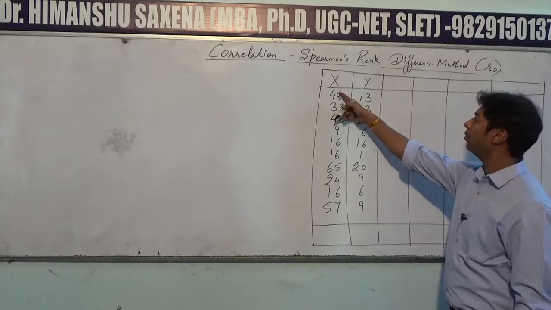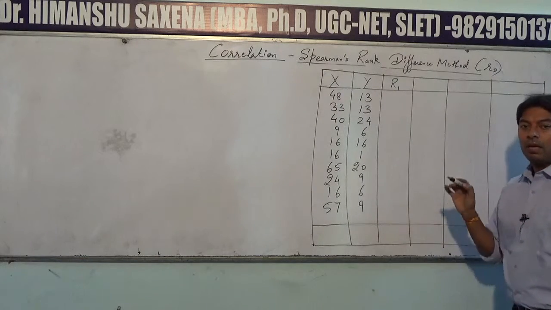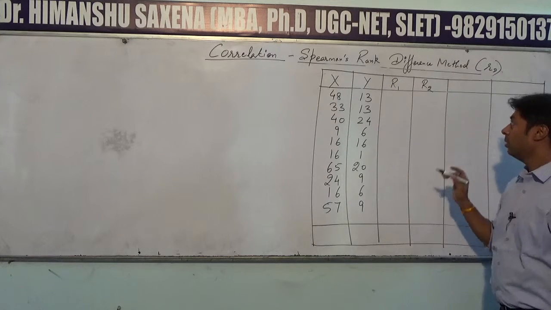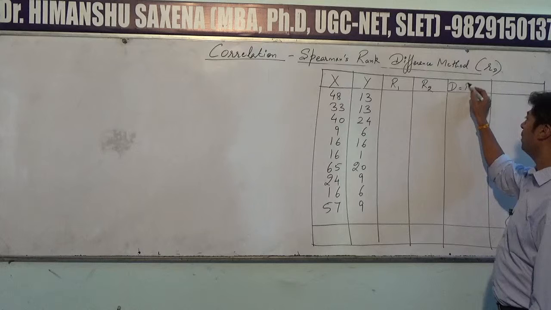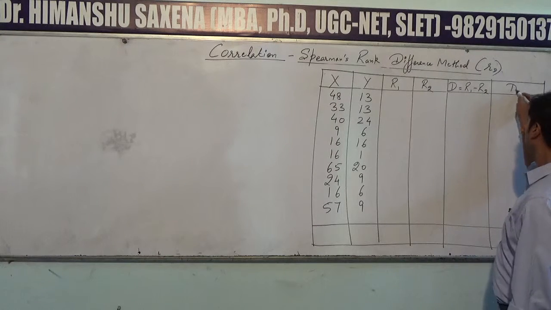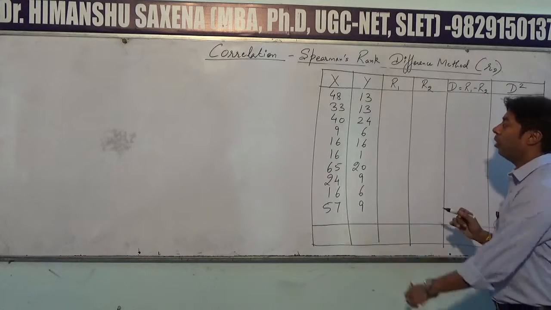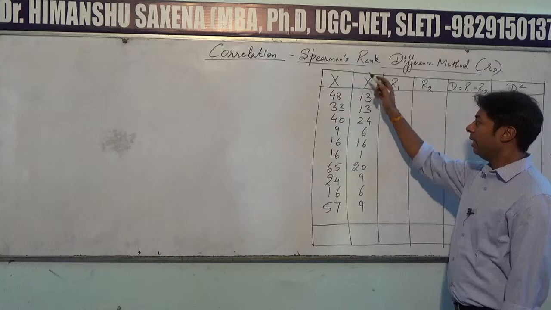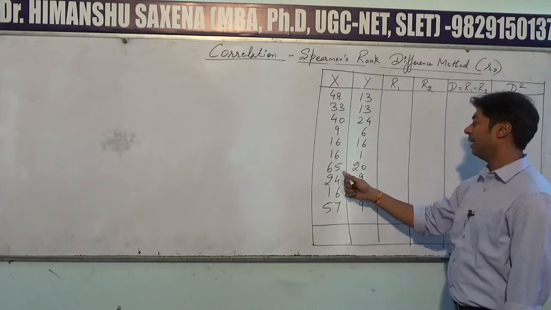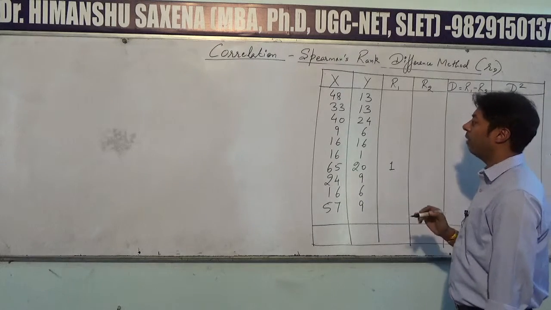Now the ranks of the X series will be denoted by R1. The ranks of the Y series will be denoted by R2. Again, the difference between ranks, that is R1 minus R2, and after that we'll have to calculate D square. So now please see, in this X series, what is the highest number? I guess the highest number is 65, so it will be assigned rank 1.